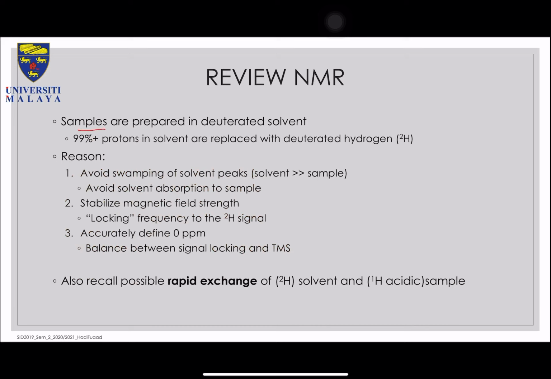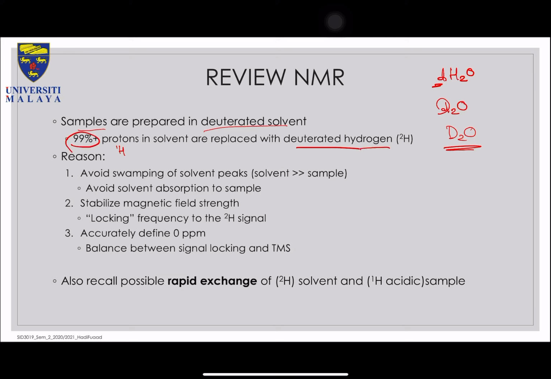Additionally, recall that samples are normally prepared in deuterated solvent. The most common one that you use is deuterated water, D2O. Remember the abbreviation is not a small d, because the small d is normally used for distilled water. For deuterated water, you need to use a big D, then 2 and O. So why deuterated water? 99% of the protons, the singular H, one H, in the solvent are replaced by deuterated hydrogen. So a normal hydrogen is replaced by deuterated hydrogen, and it is shown here as 99%.